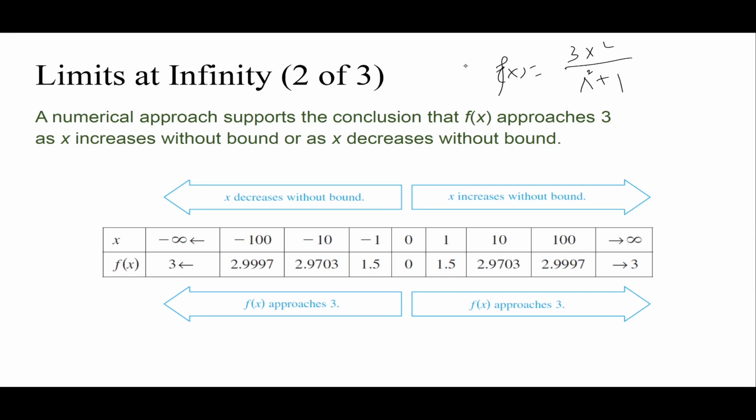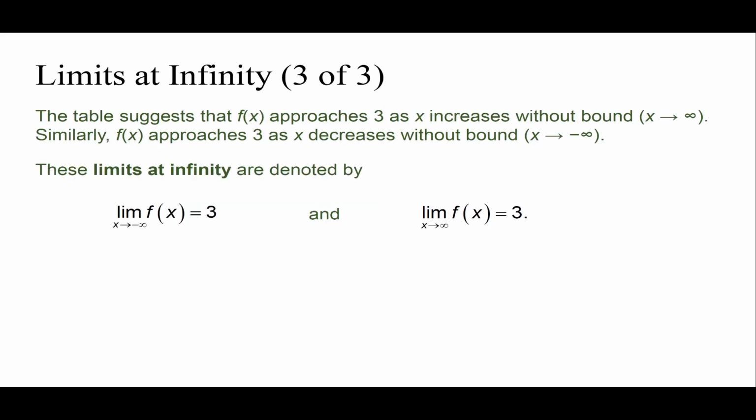Same thing happens if you go to the left side. As you go to the extreme left, the function value never crosses 3 or touches 3. So 3 is the upper bound for this function. So how do we write this thing? And what is this called?